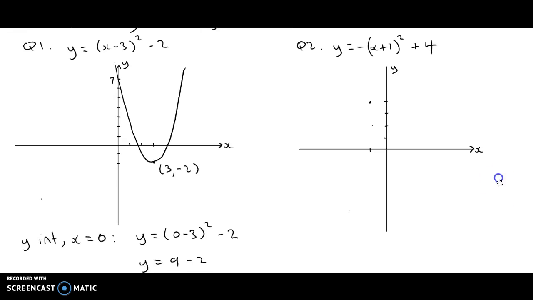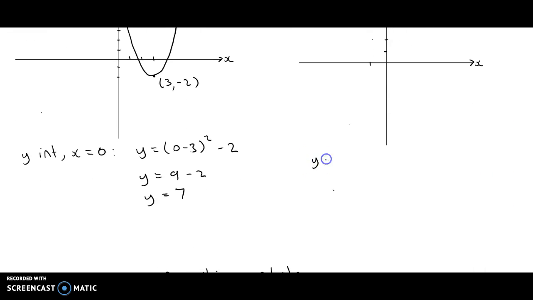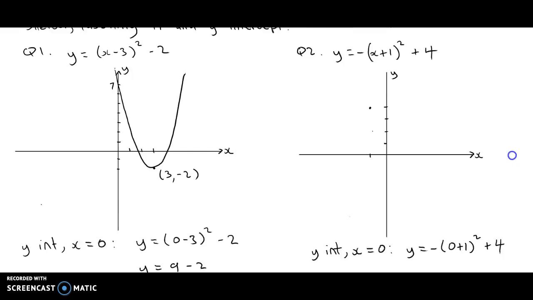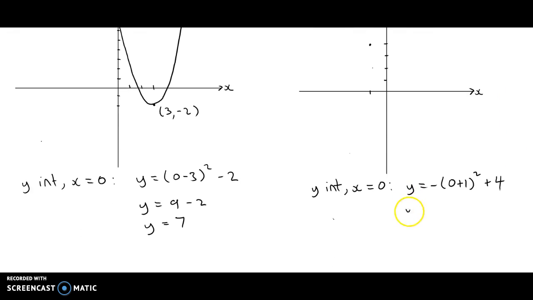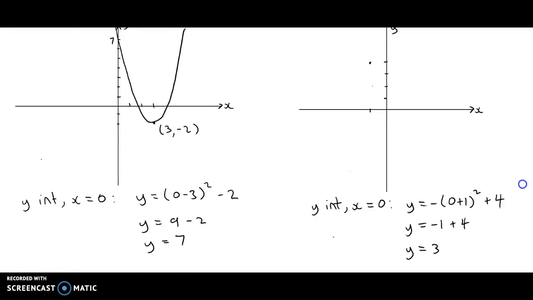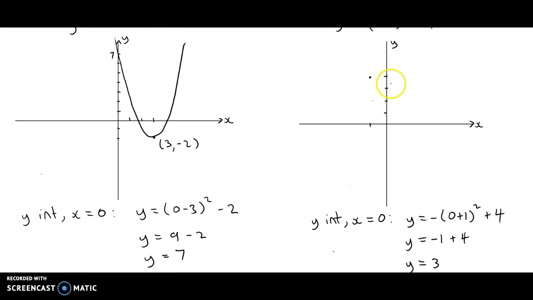Alrighty, let's go ahead and find our y-intercept. So to find the y-intercept, we solve x equal to 0. So we'll have y equals minus (0 plus 1) squared plus 4. So y equals minus (0 plus 1) all squared is 1, plus 4. So y equals 3. So we can come back here. We know the parabola will go through this point here at y equals 3.